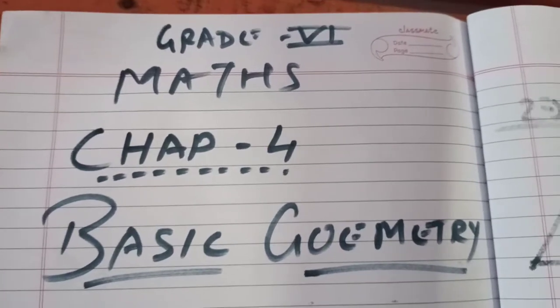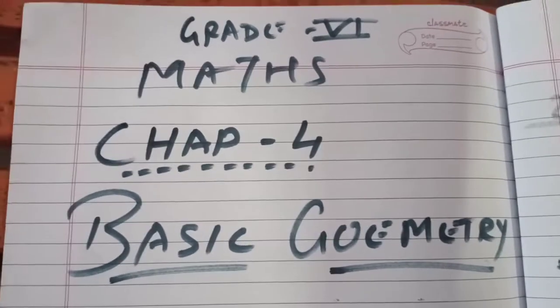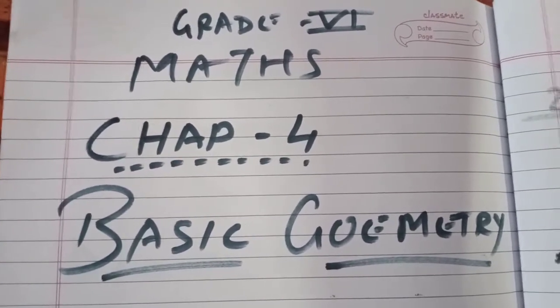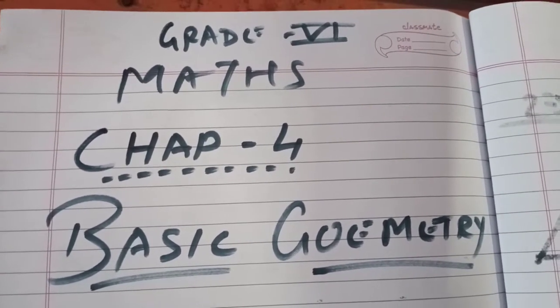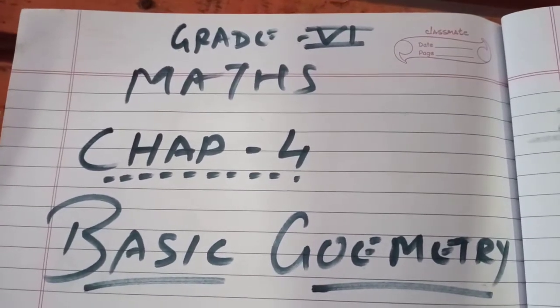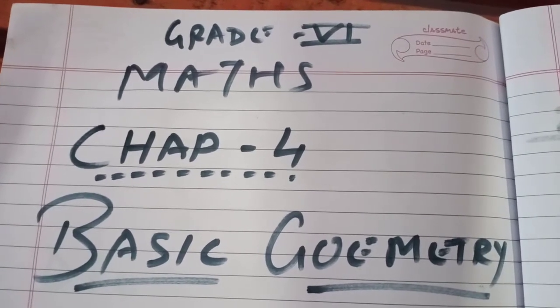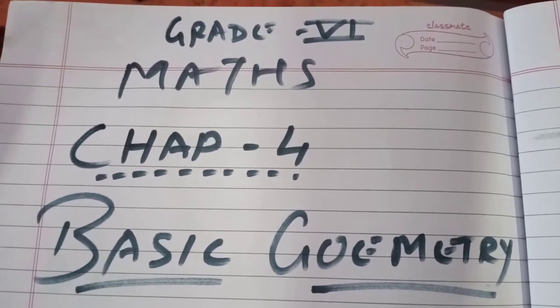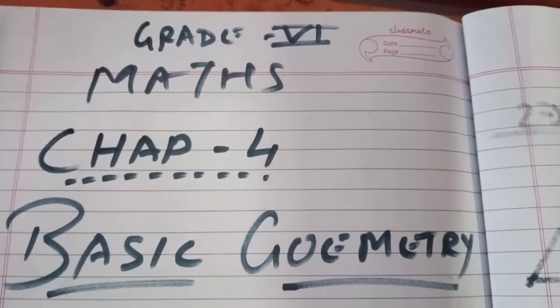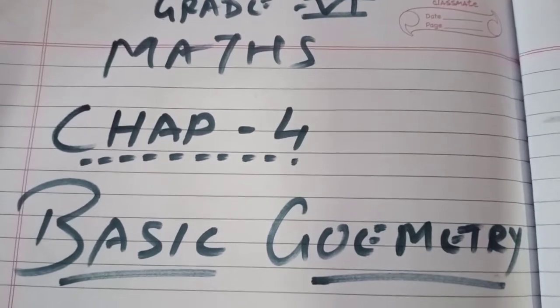Hello students, welcome back to yet another concept and chapter of mathematics for grade 6, chapter 4, that is basic geometry, right? So in this chapter we are going to learn important elements and concepts about geometry. What are the different shapes, how do we identify them, and what are the other things that we need to take care while we are understanding the geometrical shapes available to us.